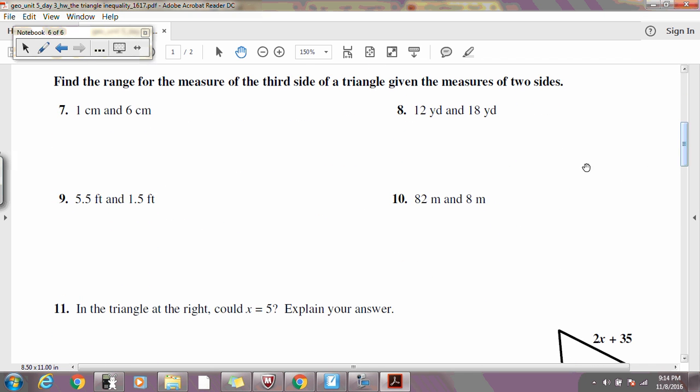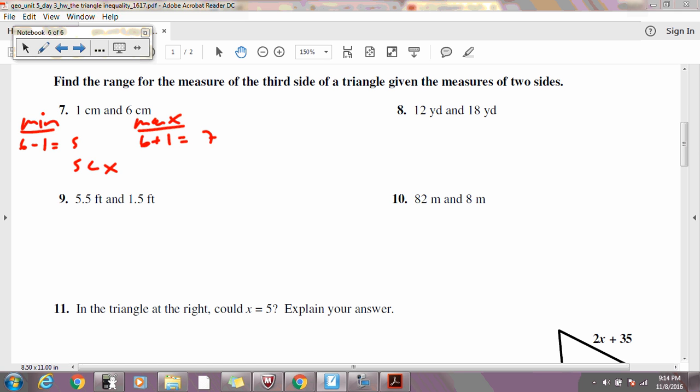For the next section, they want us to find the range for the measure of the third side given the two sides. So again, to find the range, you need to find the minimum number by subtracting. So it'd be 6 minus 1, which is 5. Then you find the maximum number by adding 6 with 1. You're going to get 7. So the range is 5 less than x less than 7, or whatever variable you want to name the missing side. It could be x, it could be m, whatever you want.